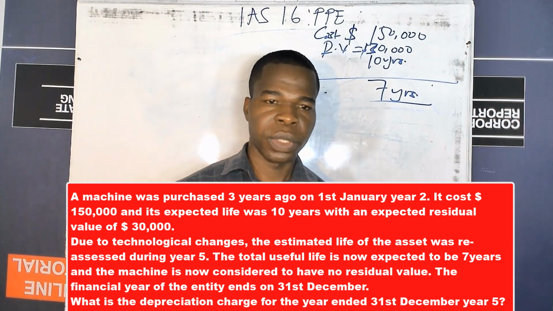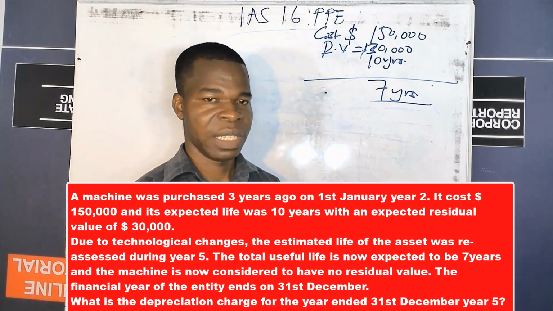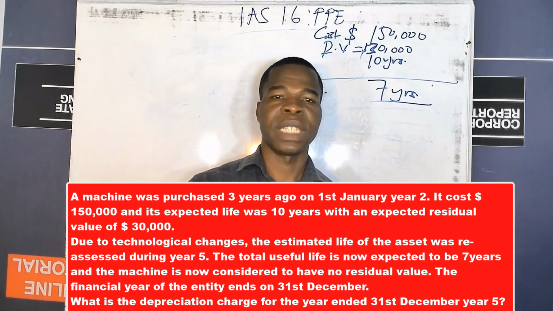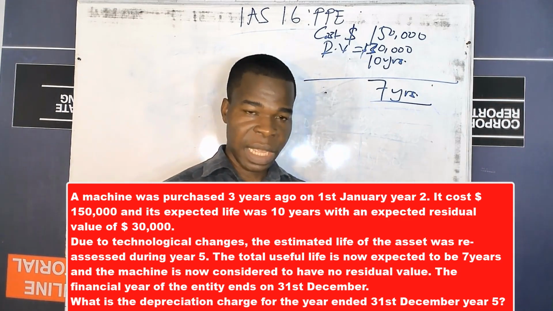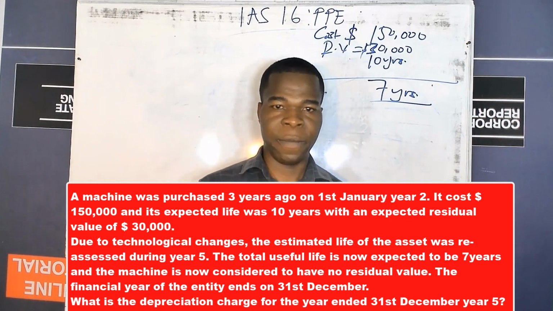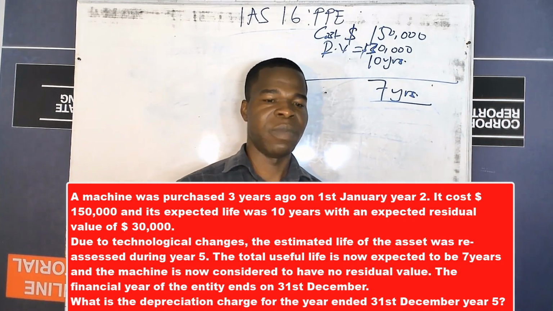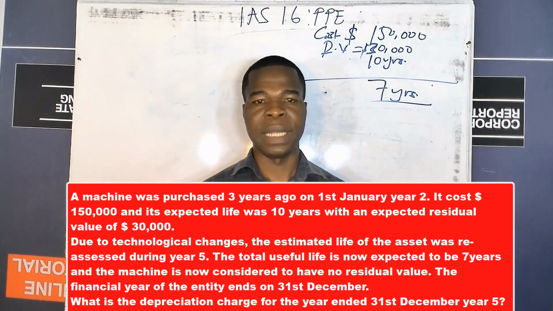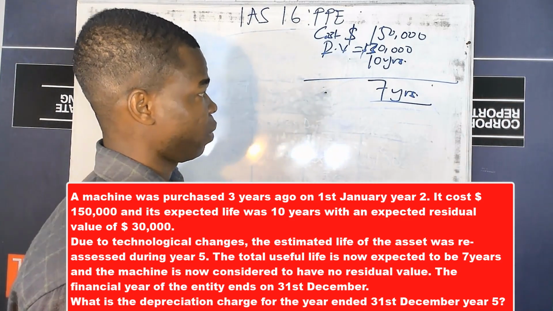If you look at the question properly, you are supposed to take the years into consideration, because they said they acquired the asset on 1st January in year 2. That means they have used the asset in year 2, in year 3, in year 4. But in year 5, they have reviewed the useful life. So the depreciation in year 5 will not be the same. The depreciation charge for the year ended 31st December year 5 will not be the same as when you initially acquired the asset. So this is how you are supposed to go about this.